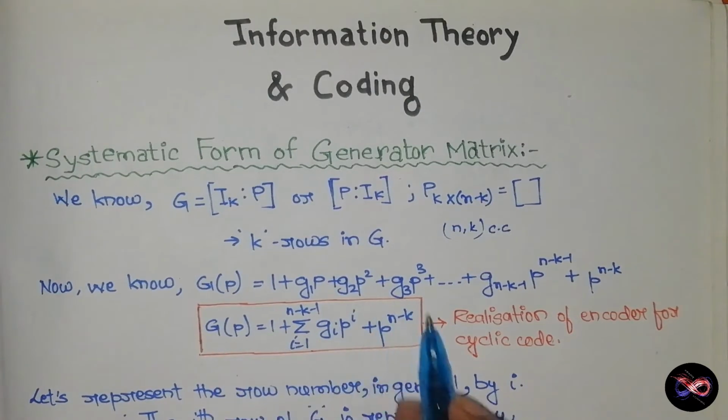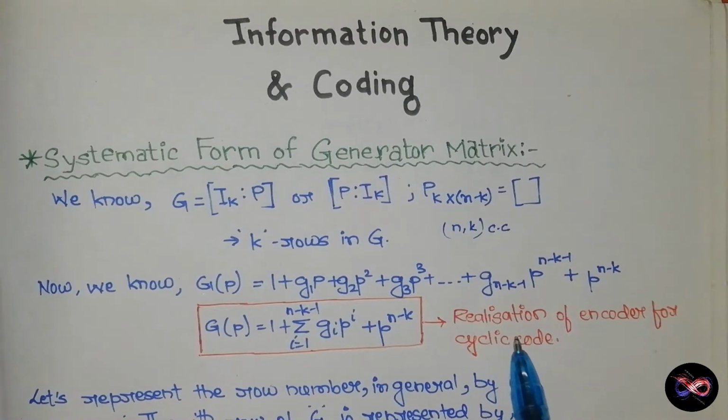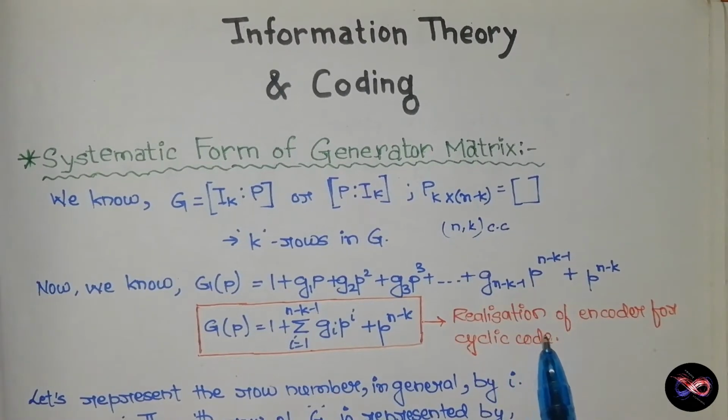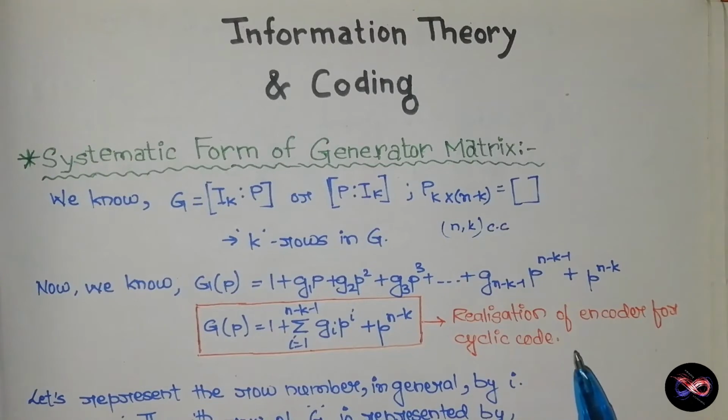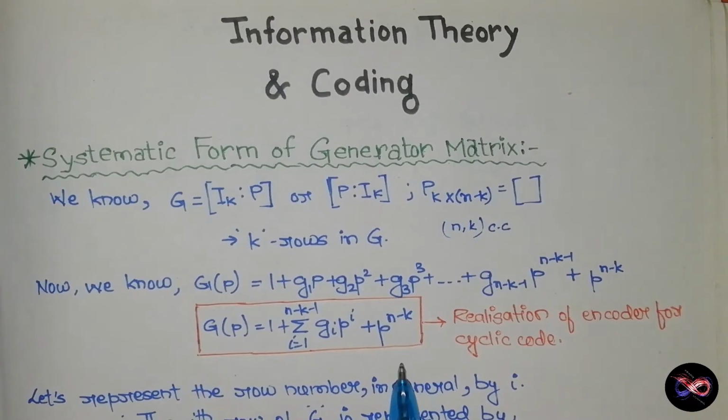So this is the general form for the generator polynomial, and it is very useful for the realization of the encoder in case of cyclic code. Generally, the generator matrix is very important for the realization of the encoder of any type of code. So this is the format of the generator polynomial in case of cyclic code.